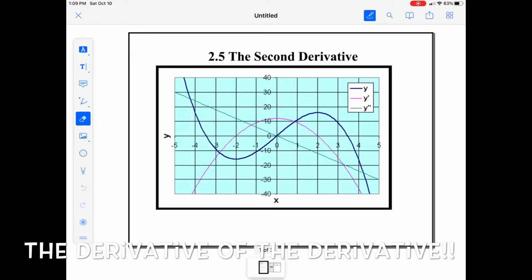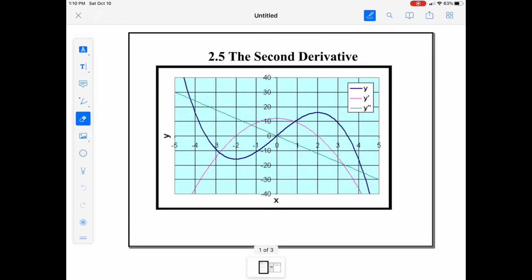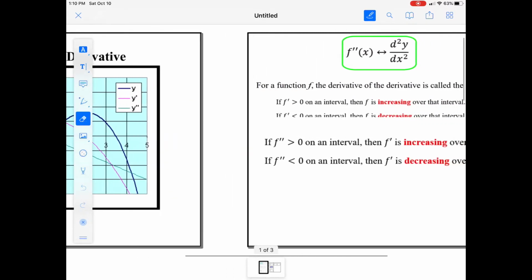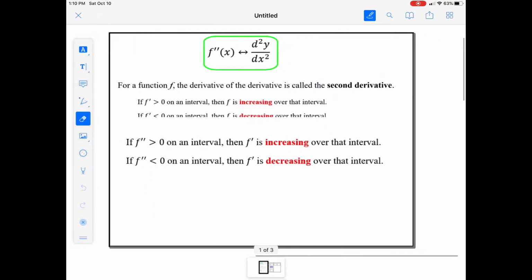Here's our next section, which is 2.5. This brings in the second derivative. We've covered the first, done a little bit of work with that. And here's just a nice visual of the original function, the first, and the second derivative. We've got those three graphs there. And in this section, we're going to figure out what the second derivative tells us about the graph and about the first derivative.